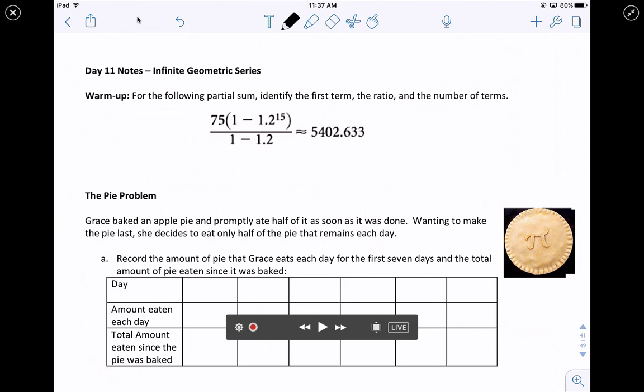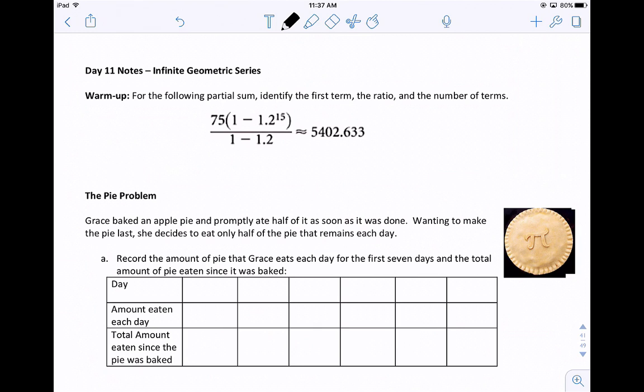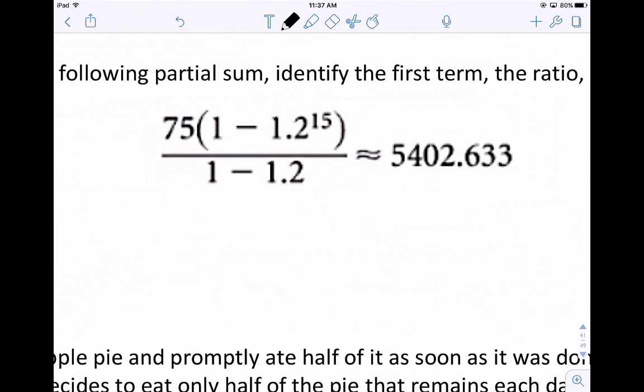All right, so for day 11, we're going to look at infinite geometric series. So for the warm-up, can you identify the following? First term, ratio, number of terms. All right, I'll do that for you.